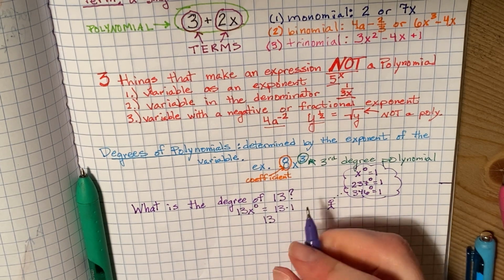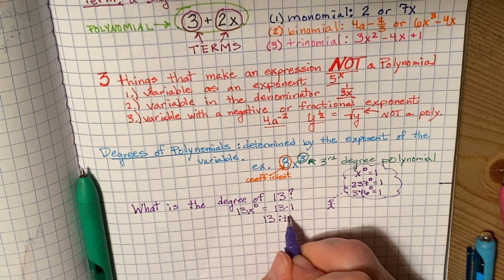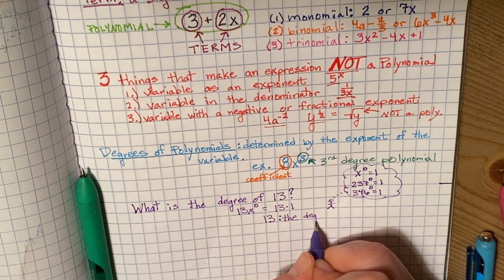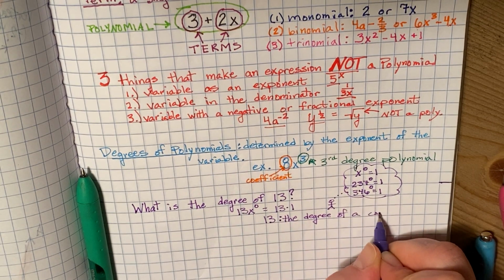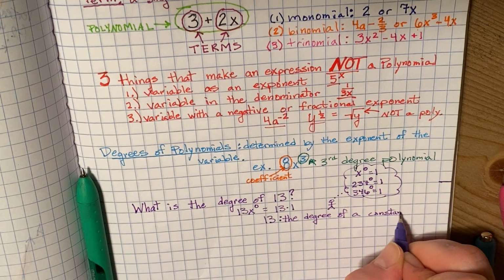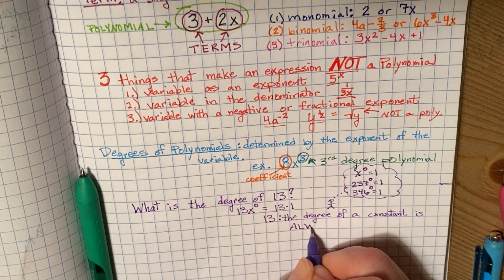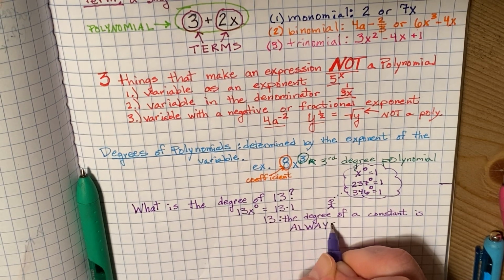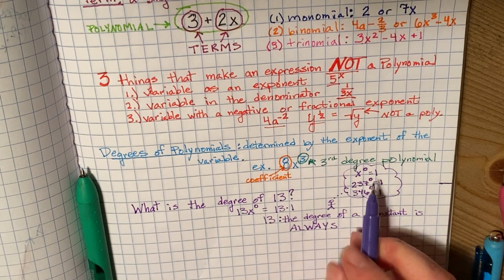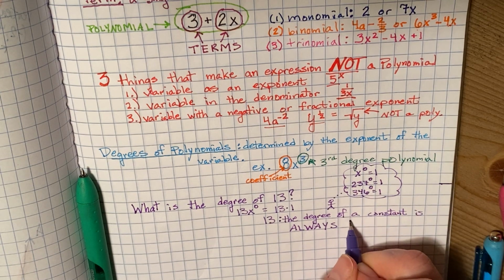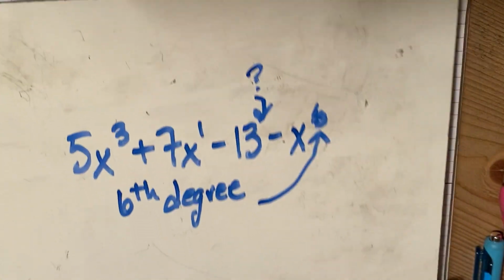Okay, so what can we deduce from this? The degree of a constant is always what? Not 1. Remember, to get the 1, we had to raise it to the 0 power. So it's always 0. Okay, so back to this guy, right?